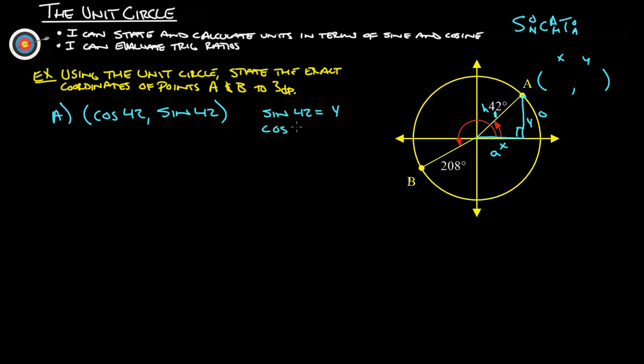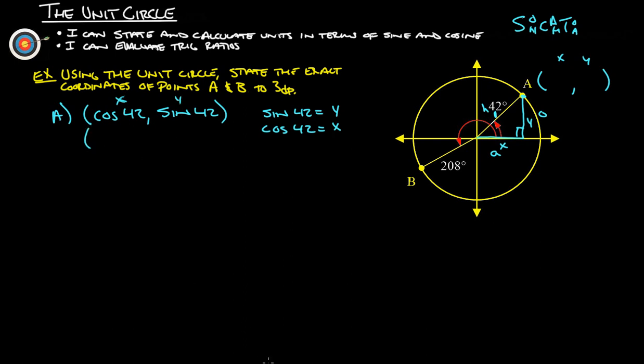And then cosine of 42. Cosine is the adjacent over hypotenuse. In this case, adjacent is our x over hypotenuse, which is 1. And again, dividing by 1 doesn't change anything. So we simply get rid of that divided by 1, and that's why we know that x is cosine 42. Okay, so there's our x, and there's our y.